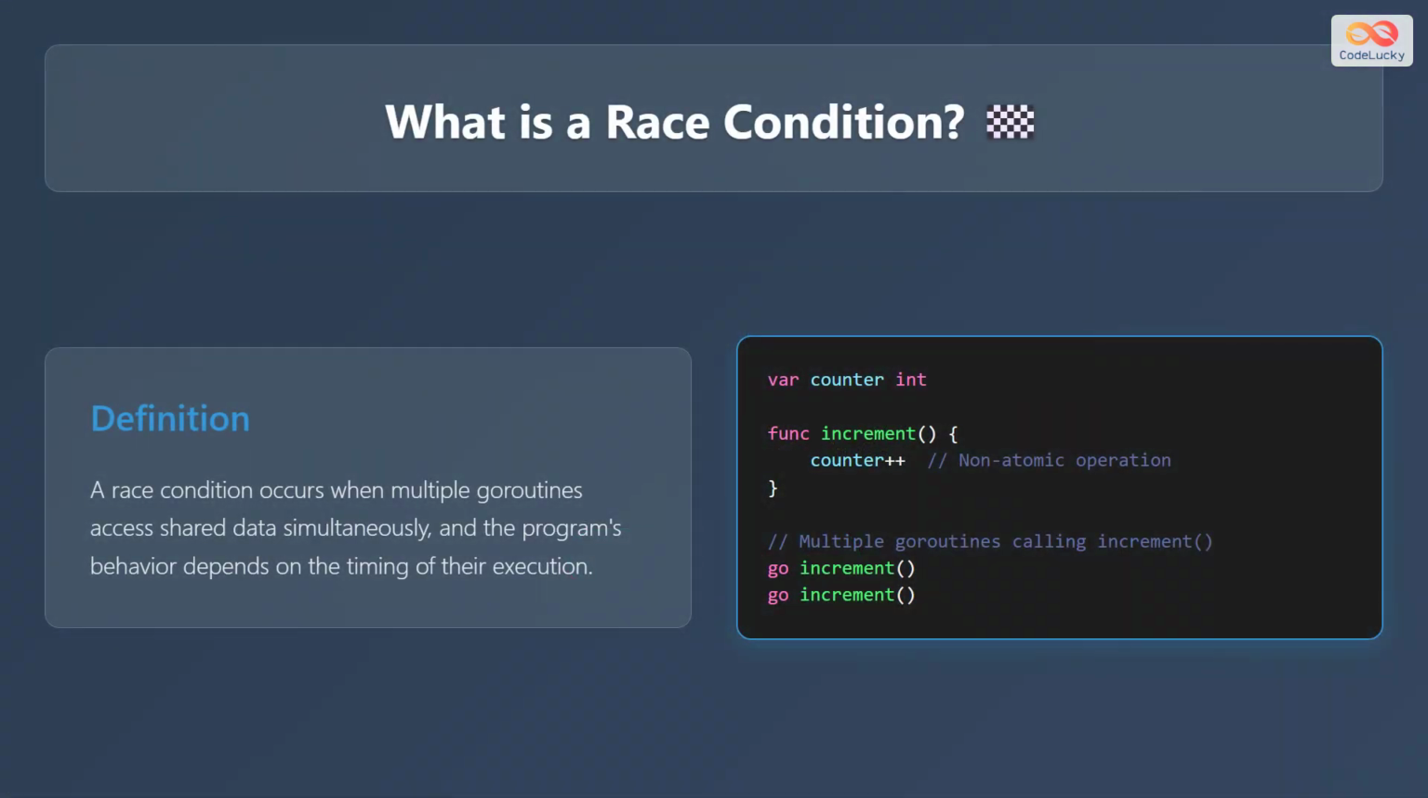A race condition occurs when multiple Go routines, which are lightweight, concurrent functions in Go, access shared data at the same time. The program's behavior then depends on the order in which each Go routine executes. Here's a simple example. We define a variable called counter as an integer. The function increment increases the counter by 1. The counter increment operation is non-atomic. When multiple Go routines call the increment function, a race condition can occur.